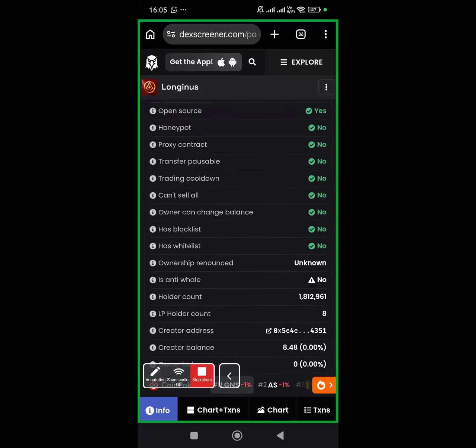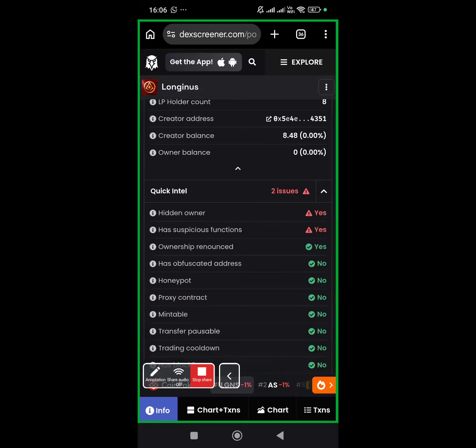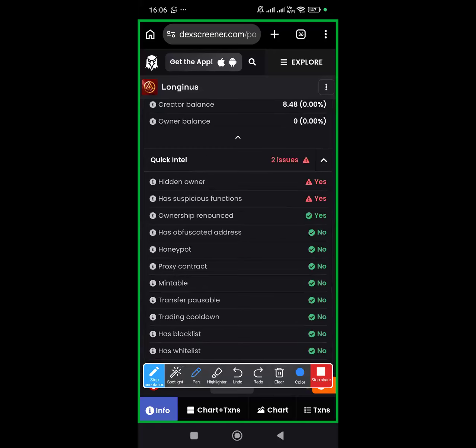Let's see the internal codes, my brother. Here, you see, they claim that ownership is removed. See here, they claim in the codes that ownership is renounced. But when DEX Screener checks their internal codes, what does it claim? Let me show you. When it checks the internal codes, what does it say? It says they are claiming, but there is no reality. There is a hidden owner also. They have suspicious functions also. But there is no such thing in White Eagle. Not such a thing, my brother, not such a thing.